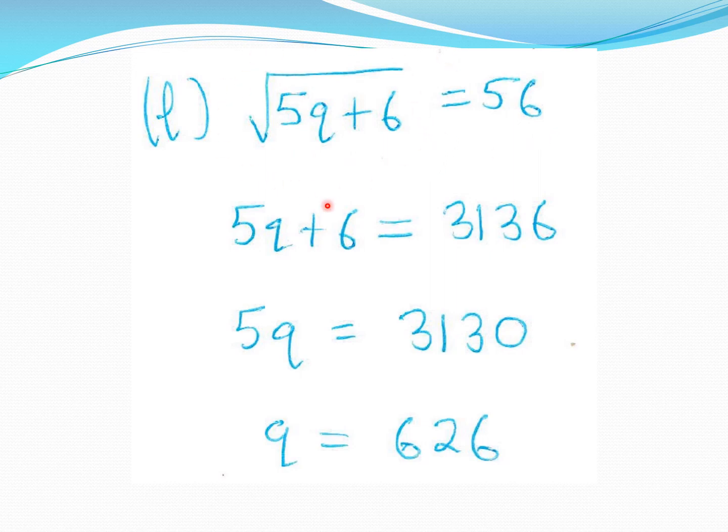So our final part, part L, the square root of 5Q plus 6 equals 56. To undo the square root on the left hand side, we square both sides. 5Q plus 6 equals 56 all squared, which is 3,136. 5Q plus 6 equals 3136. We take 6 away from both sides, leaving 5Q on the left hand side equals 3,130. And then to find Q, we divide 3130 by 5. Q equals 626. We hope you've enjoyed the roots and squares, and that concludes Time for Some Roots.